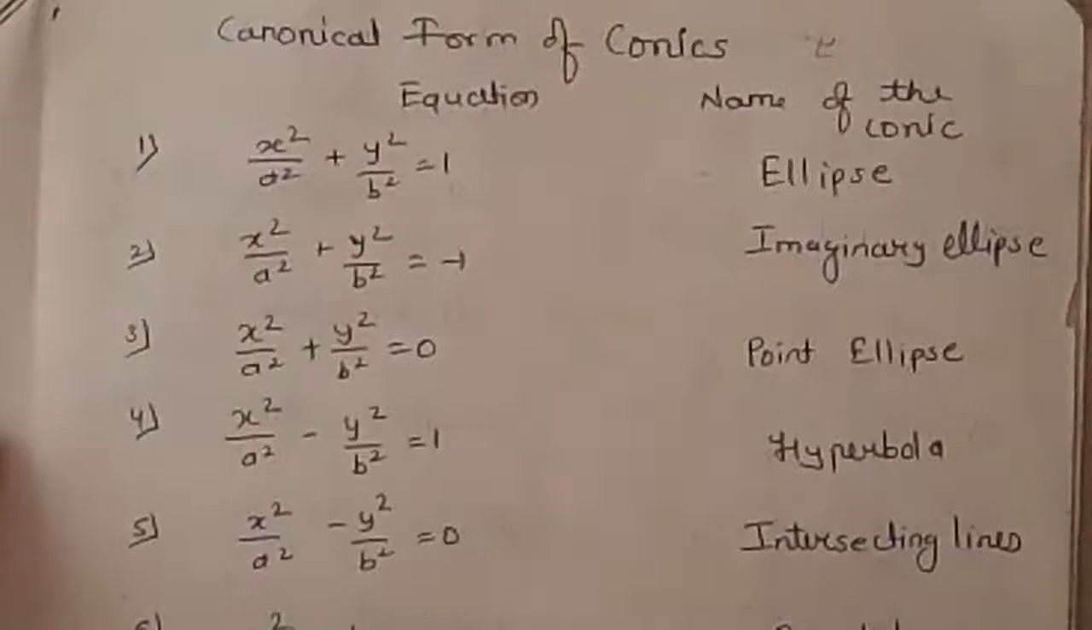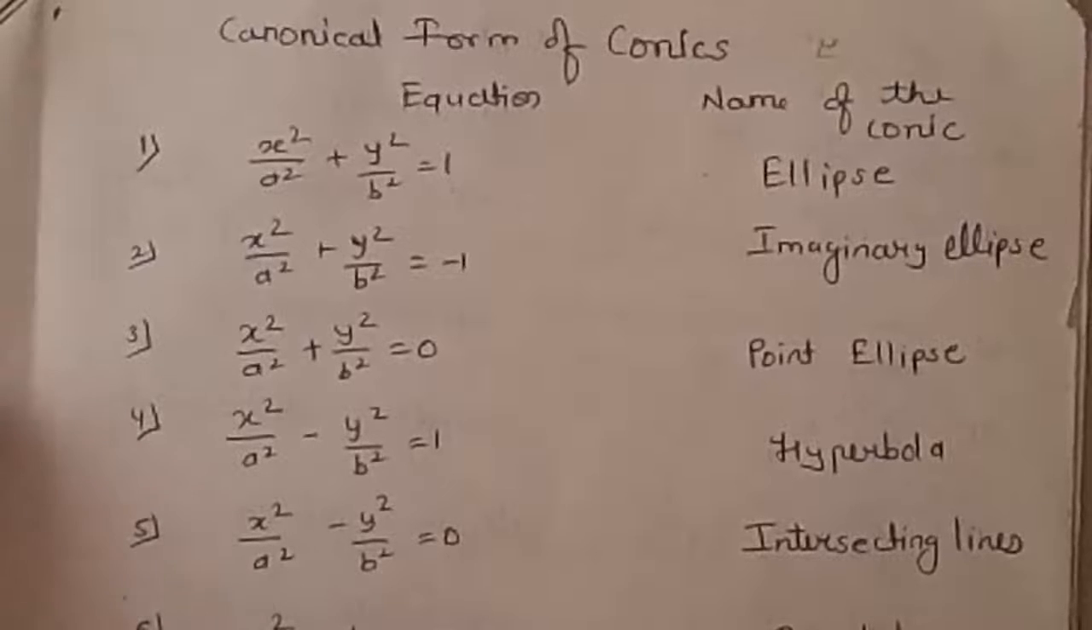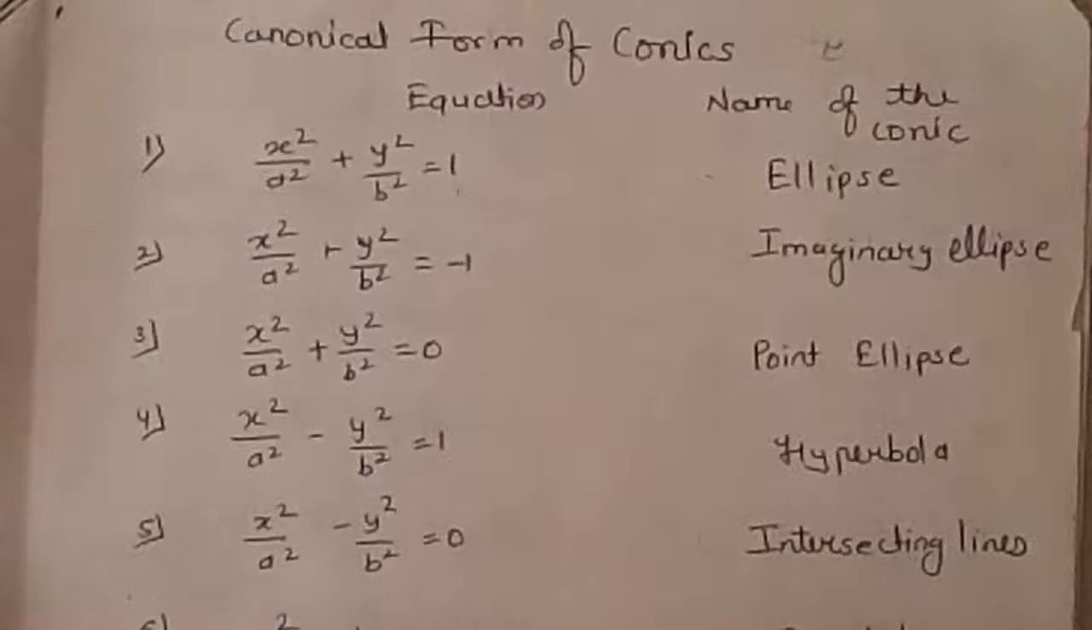Today we will study the canonical form of conics. On the left-hand side there is the equation of the conic, and on the right-hand side the name of the conic is given. So first of all, we have the first equation as x square upon a square plus y square upon b square is equal to 1. This is the equation of an ellipse.